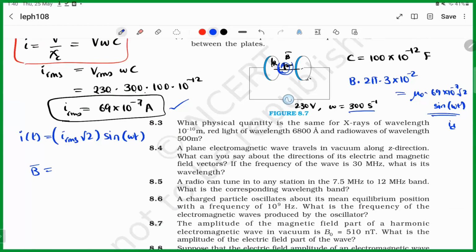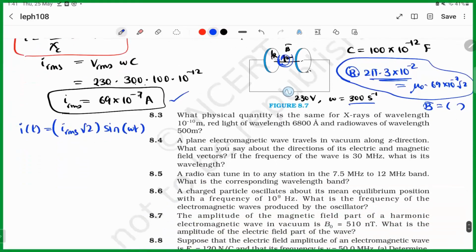We just want the amplitude of B. If you want the amplitude of B, then the sine omega t doesn't matter, because you just want the maximum possible value. So you can solve for B. If you just divide by this quantity, you will get B as some number. So that is possible to solve.